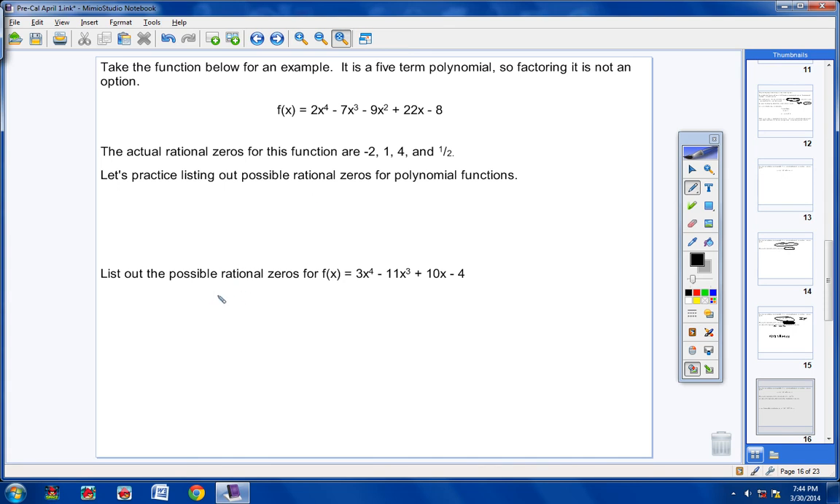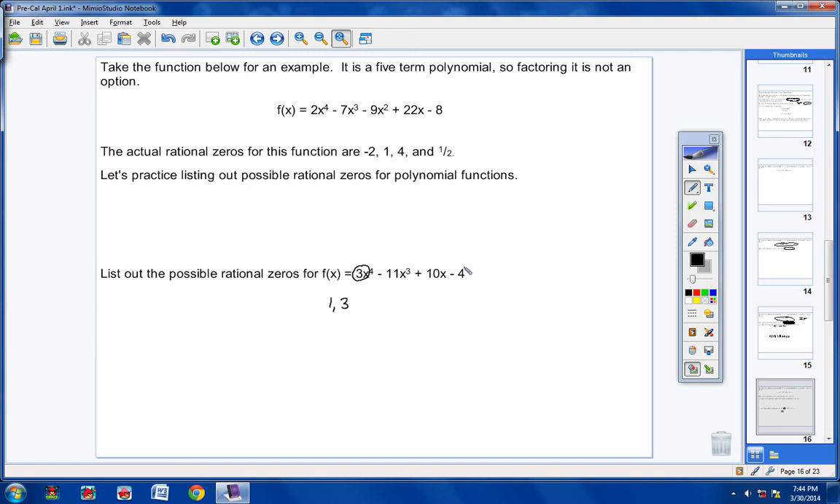Okay, you can work ahead or watch me. I want you to list out the possible rational zeros for this function. Here we go. First of all, is it written in standard form? Yes, it is. So we list out all the factors of our lead coefficient. Well, 1 times 3, that's all the factors.